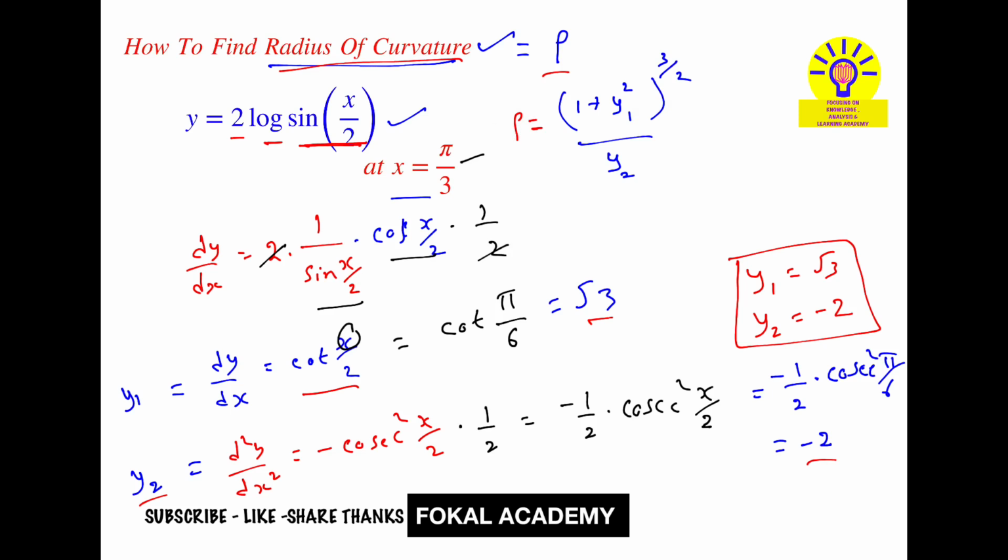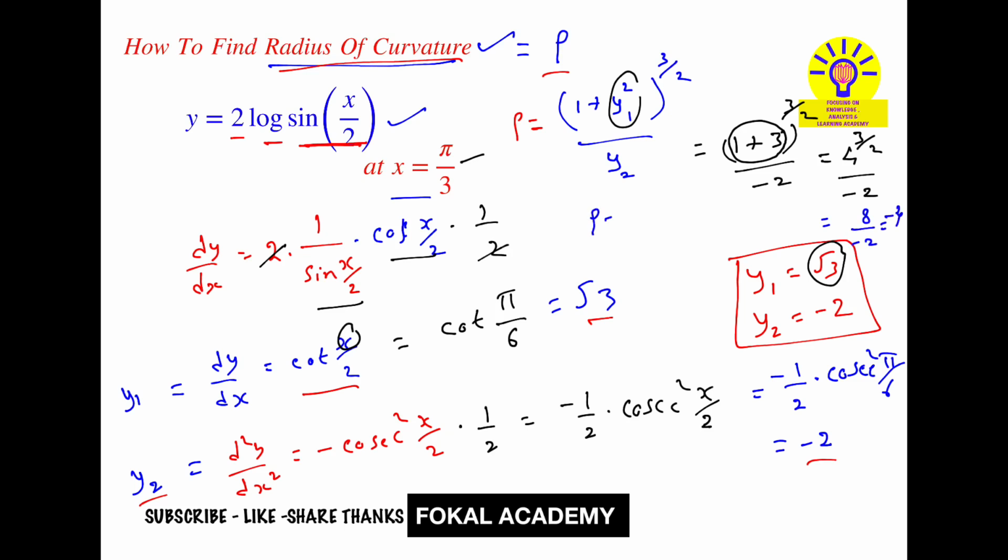So 1 plus y1 square, that is root 3 square, which is 3, so 1 plus 3 is 4. That is 4 power 3 by 2 upon minus 2. Here the power 3 by 2 means applying the root to 4, it becomes 2, and applying the cube to 2, it becomes 8. That is 8 by minus 2, nothing but minus 4. So rho equal to minus 4. This is the radius of curvature for the given problem, and this is the process of simplification.